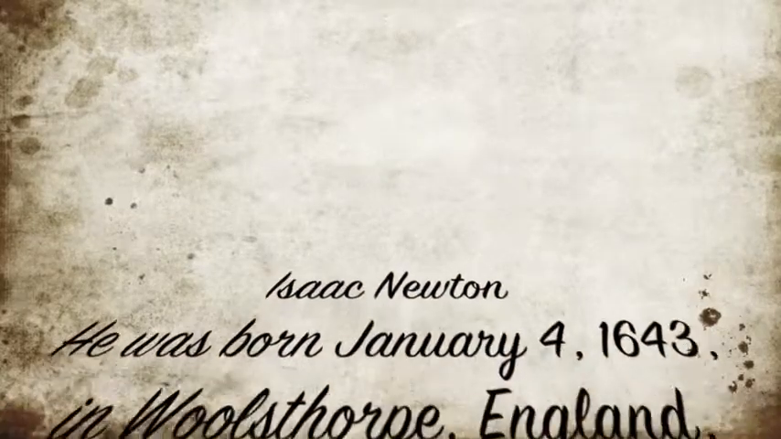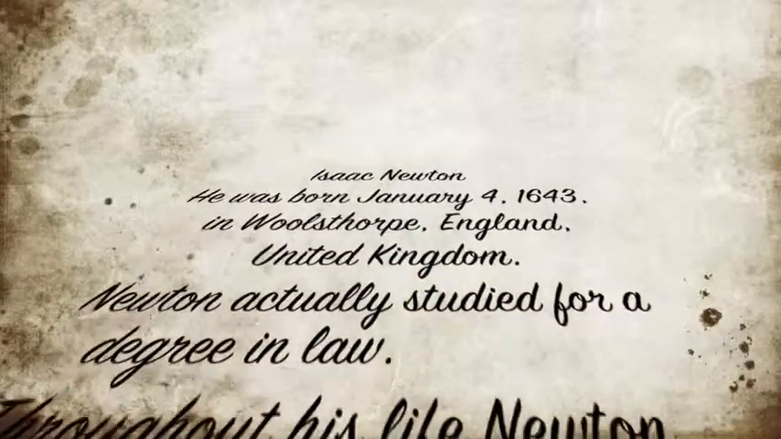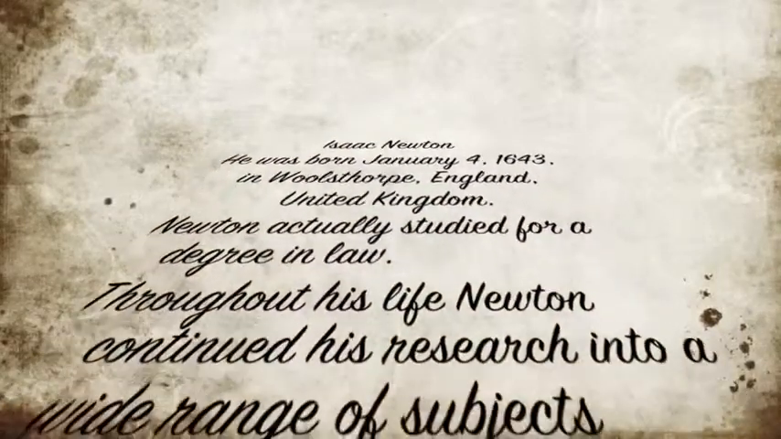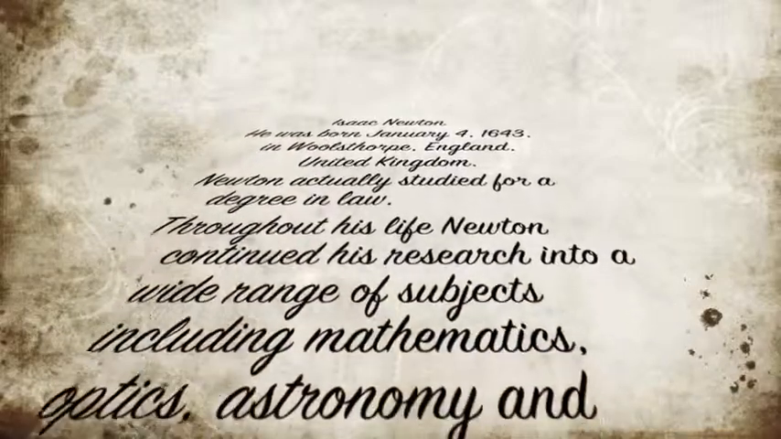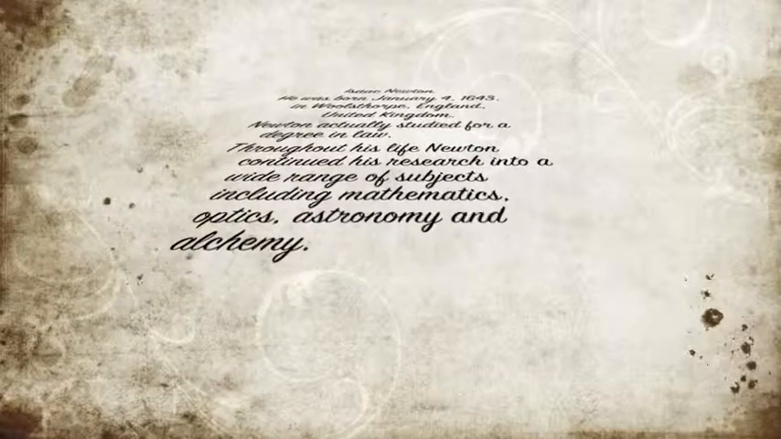Isaac Newton. He was born on January 4th, 1643 in Woodsthorpe, England, United Kingdom. Newton actually studied for a degree in law. Throughout his life, Newton continued his research into a wide range of subjects including mathematics, optics, astronomy, and alchemy.